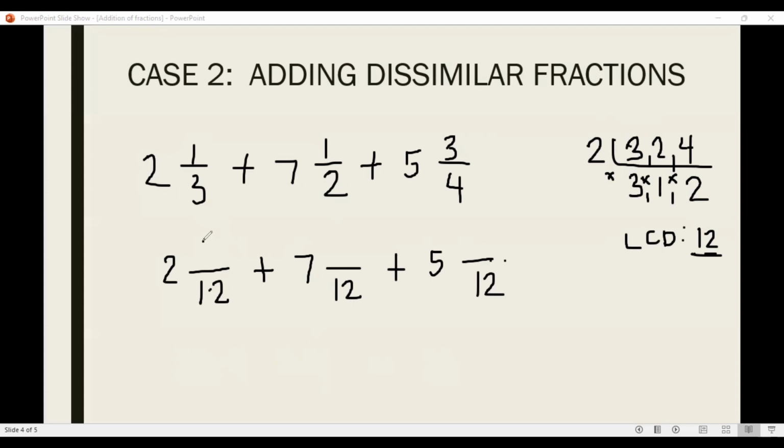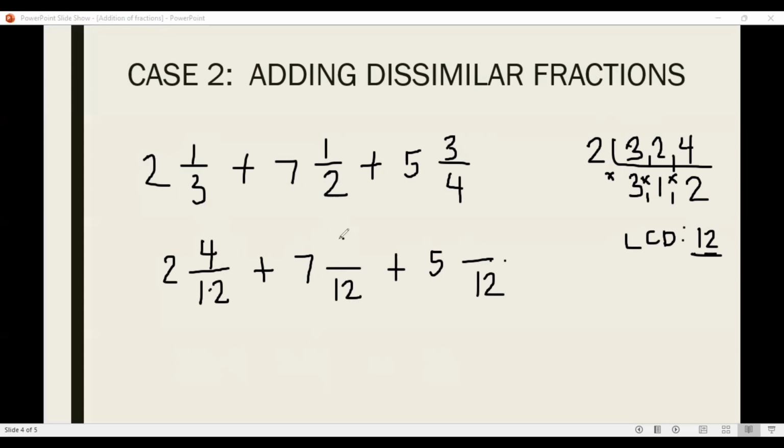So 4 times 1 is equal to 4, which means that 1/3 is equivalent to 4 over 12. If you are going to get the lowest term of 4 over 12, that results to 1/3. So what we are dealing with now is actually equivalent fractions.